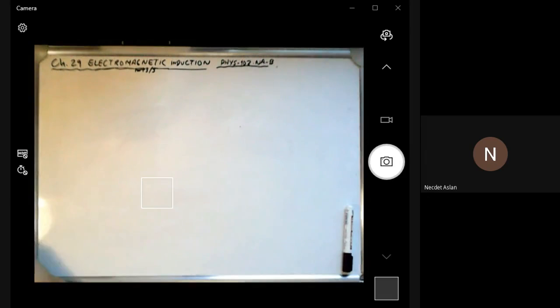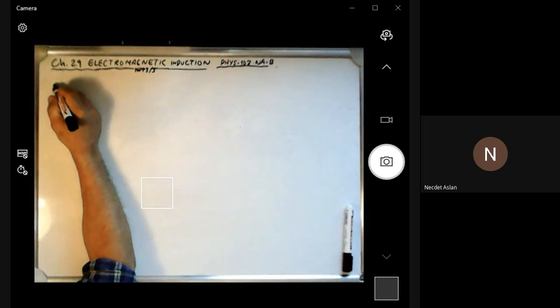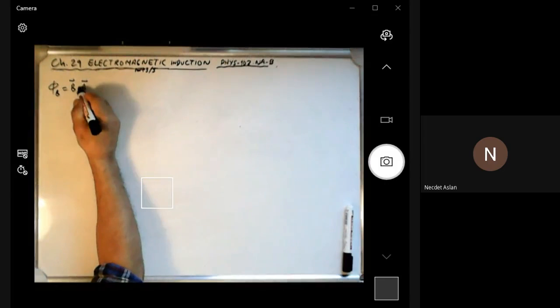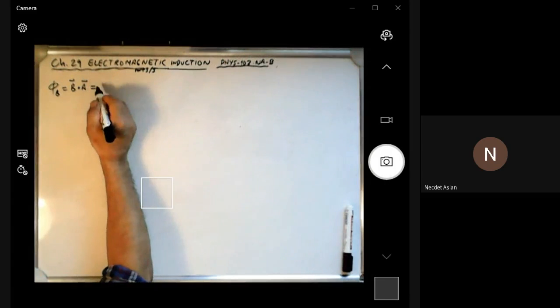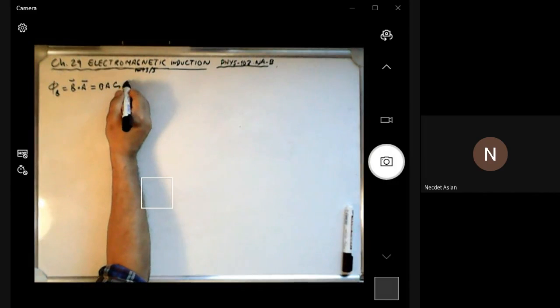Hi, everybody. Today we will see the last part of electromagnetic induction. As a reminder, the first thing I will start with is the magnetic flux, which was B dot A, where B is the magnetic field and A is the area vector. Since this is a dot product, or scalar product, it's just BA cosine theta.